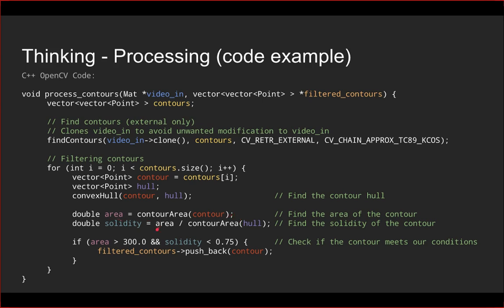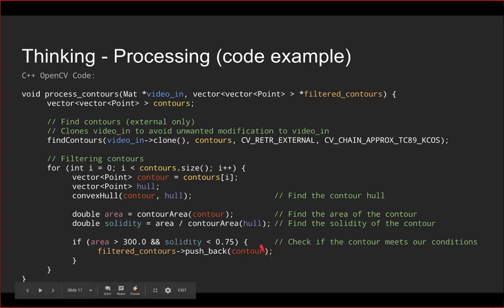So we got area and solidity, and moving on, this is our final condition to check if this contour fits within what we want it to fit in. So in this case, if it's got an area larger than 300, this is in terms of pixels. This number will change depending on how far away you want to see the target from, how big the target is, the resolution of your camera, a number of variables. Moving on, we also have the solidity. So in this case, we're saying less than 75%.